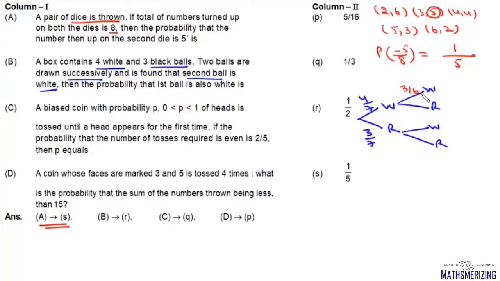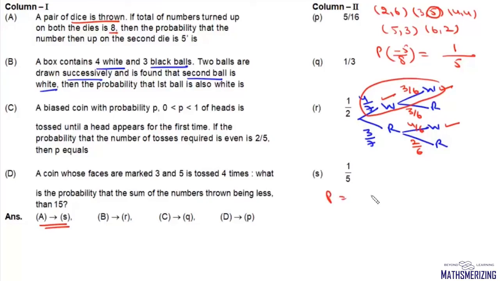3/6, and if it is red, this probability is also 3/6. If first is red, then the probability it is white is 4/6, and it is red with the probability 2/6. Now we know that the second ball is white. We need to find the probability that the first ball is also white. So we'll take this case in the numerator and we'll take these two cases in the denominator.